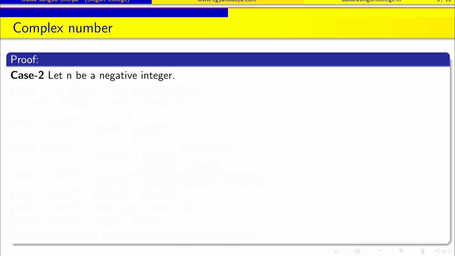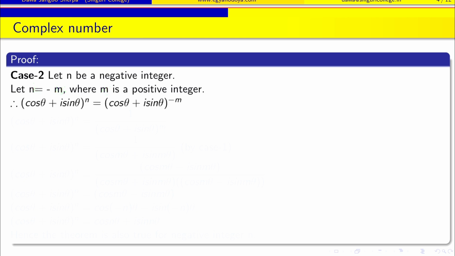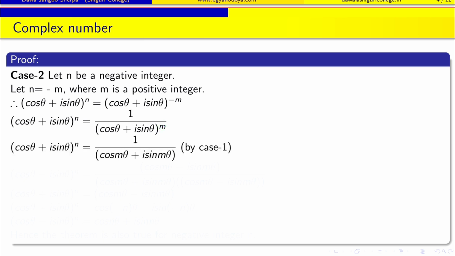Now case 2, when n is a negative integer. Since n is negative, I can write n equal to minus m, where m is a positive integer. Now (cos theta plus i sin theta) to the power n is equal to (cos theta plus i sin theta) to the power minus m, because n is equal to minus m. So this power is minus m, so it comes over here in the denominator. Now m is positive, so I can apply case 1.